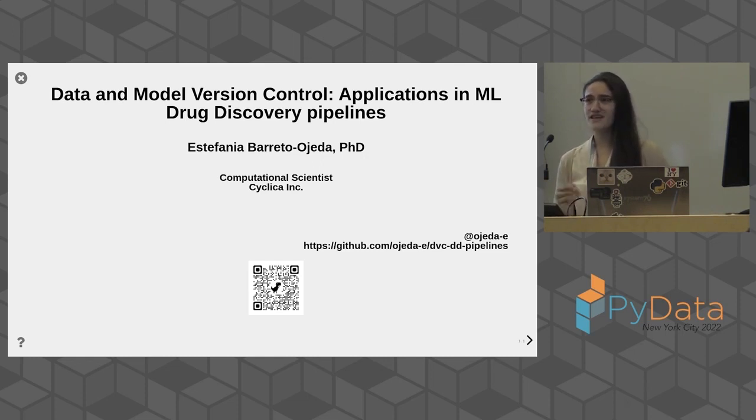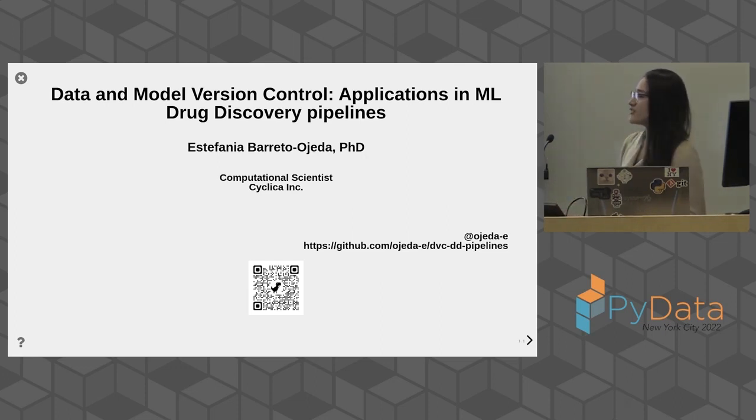I finished my PhD in spring this year. And then I got this offer to join Cyclica as a computational scientist. Computational scientist is my role, but actually I do a lot of things. I maintain, I develop, and I also am part of the ML deployment solution at Cyclica as well.